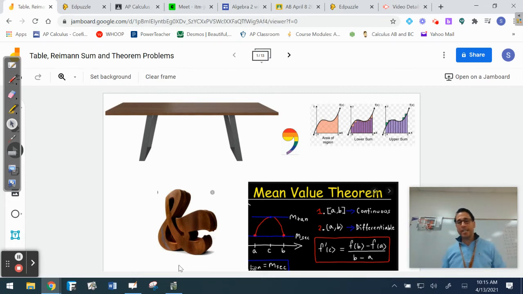Aloha. Today we're looking at tables and how the AP exam likes to use tables. They use approximation and Riemann sums with our LRAM, RRAM, MRAM, and the trapezoidal rule. They throw some Mean Value Theorem in there, sometimes some IVT, the Intermediate Value Theorem, and some average value too. So that's what we're looking at, okay?